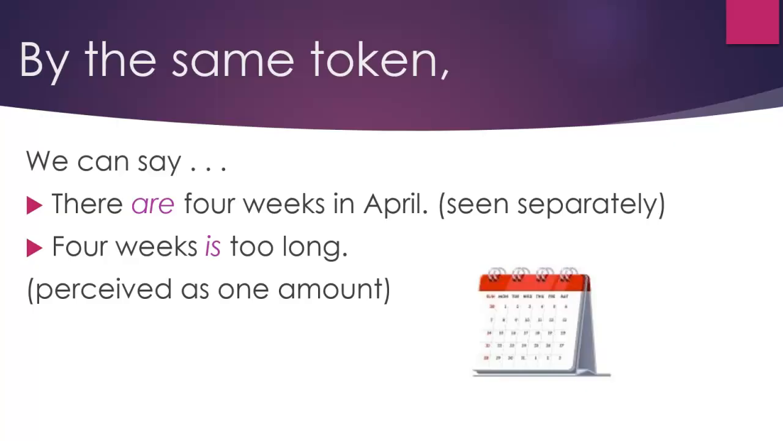By the same token, we can say there are 4 weeks in April. These are perceived or seen separately. 4 weeks is too long. In this case, it's perceived as one amount of time.